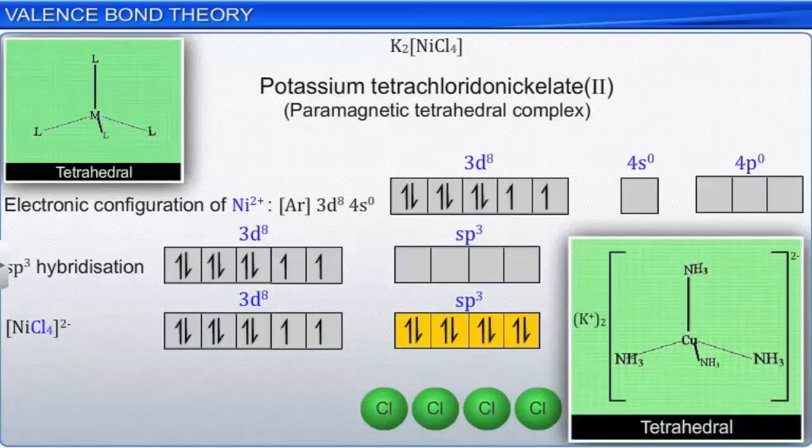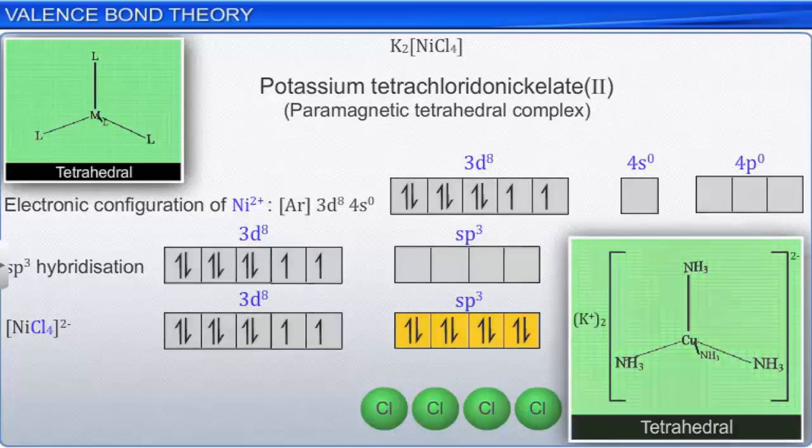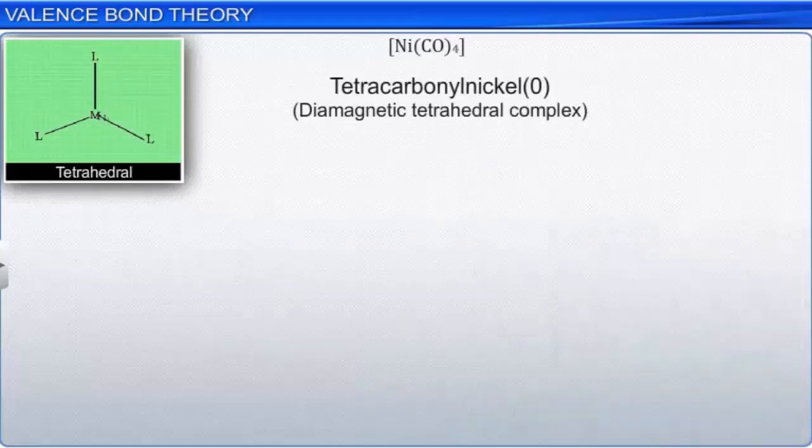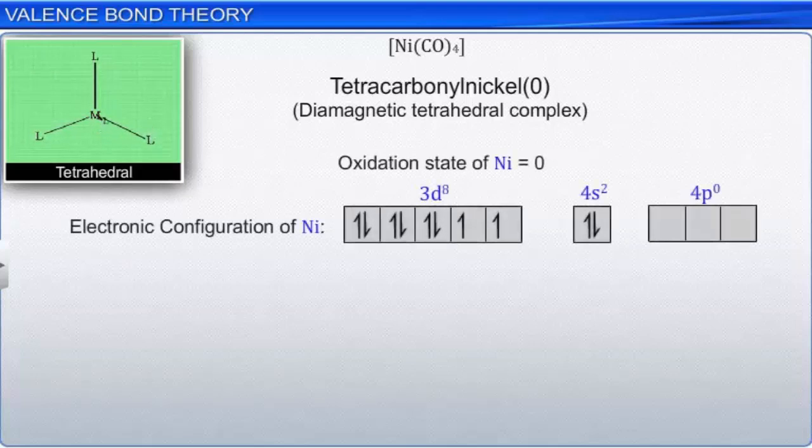Tetracarbonyl nickel(0) is an interesting example of a diamagnetic tetrahedral complex. In this complex, the metal atom nickel is in zero oxidation state. Experimental studies suggest this complex to be diamagnetic in nature.